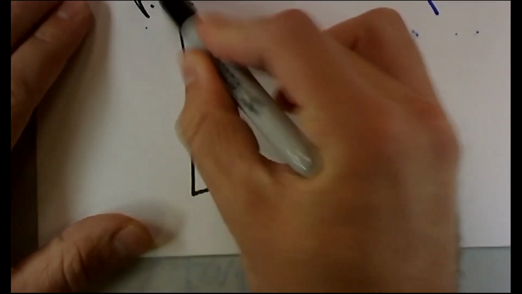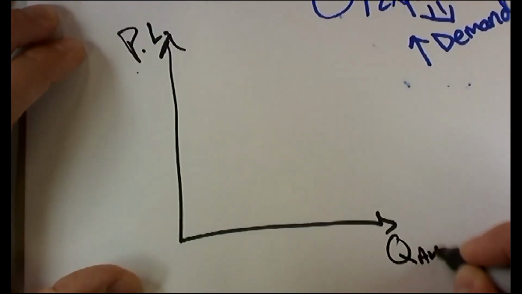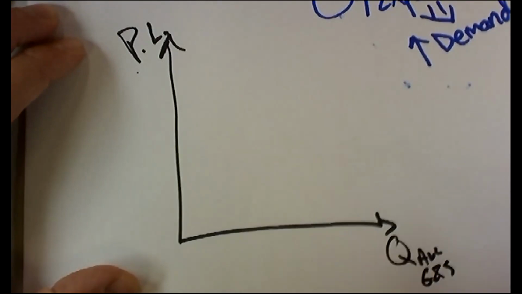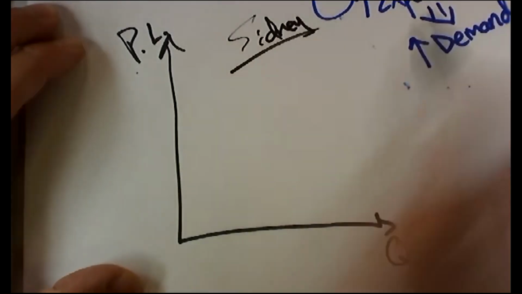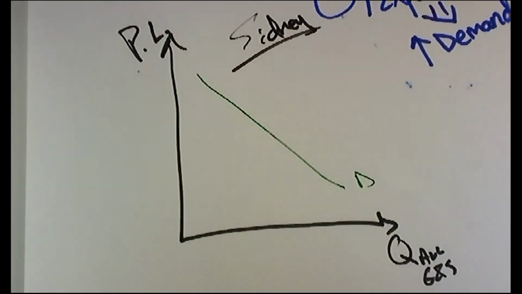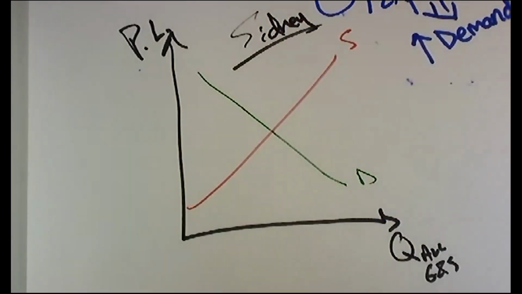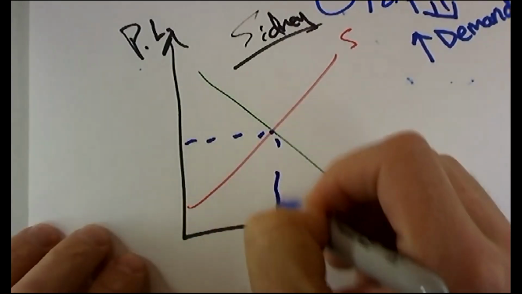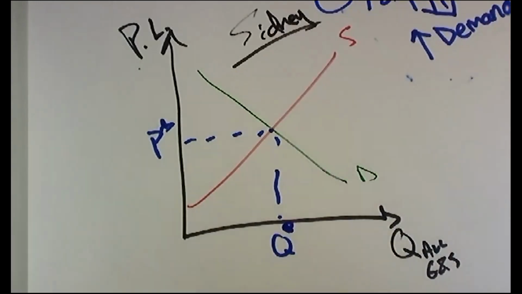So we've got price level, we've got the quantity of all goods and services, in the Sydney economy. We've got a downward sloping demand curve. We've got an upward sloping supply curve. We've got some equilibrium price and quantity. Price level and quantity, right?